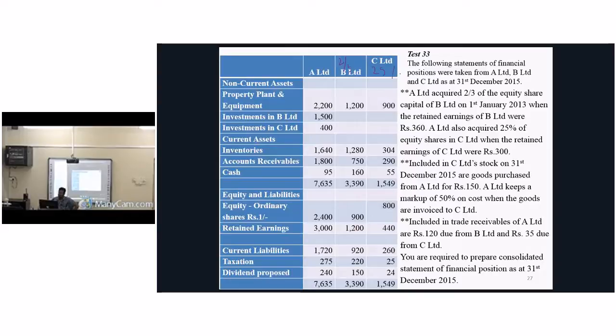Look what has happened. B will become a subsidiary of A Limited, but C will become an associate of A Limited. Now we are going to learn a new point: how to incorporate or consider an associate in consolidated financial statements. That's what we are trying to learn now. Understand?